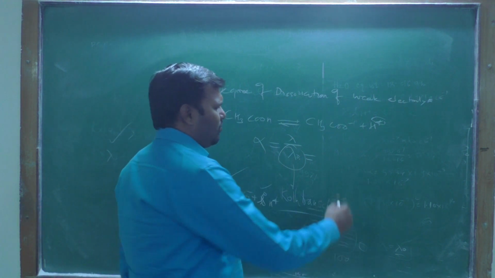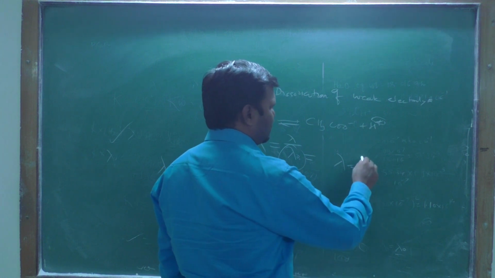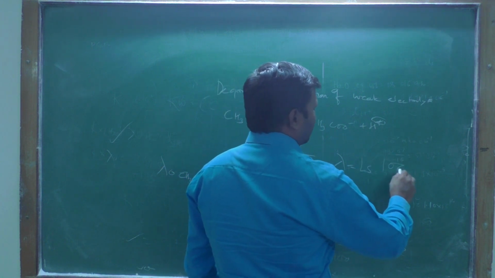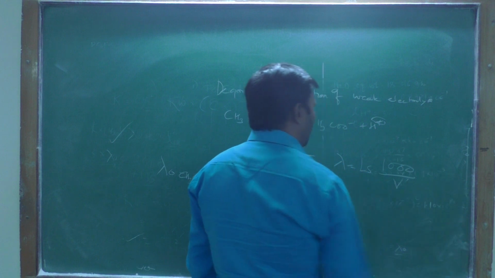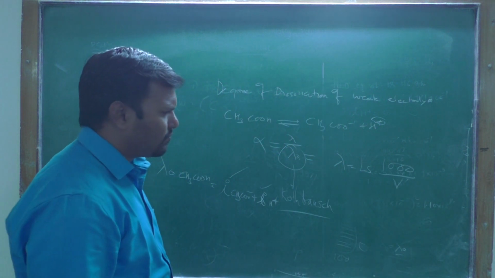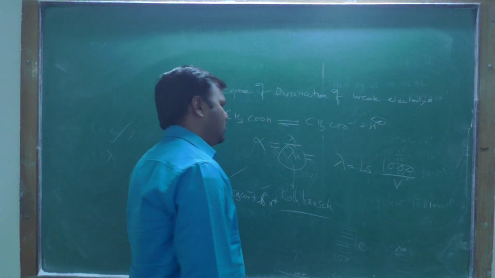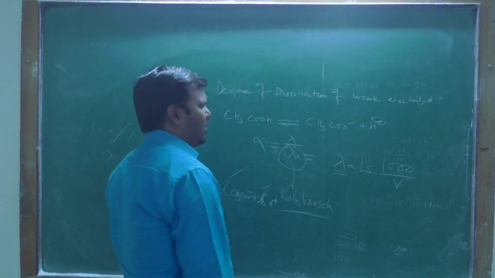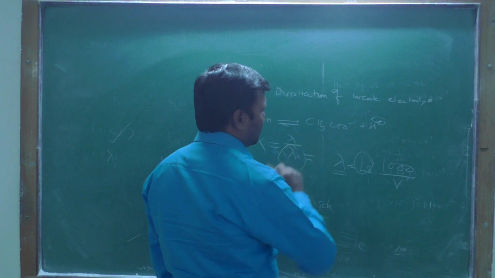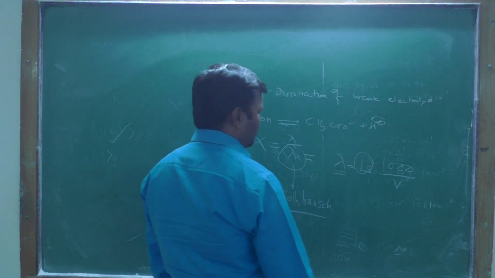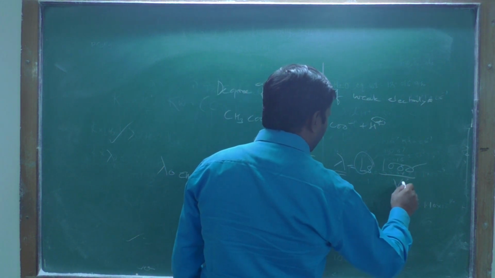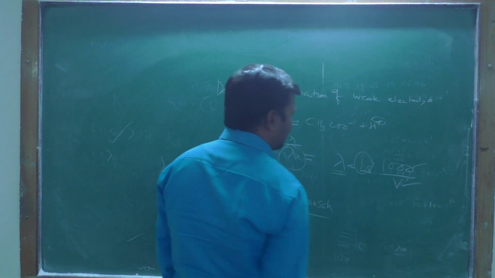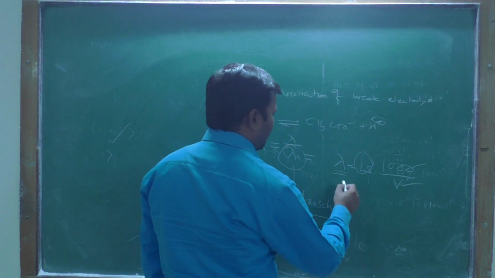For the lambda value we have the relation, as we said previously, LS upon 1000 upon volume. Then you can find the lambda value. From the lambda value you can find the LS. Then, knowing how much volume is taken, you can find the lambda.